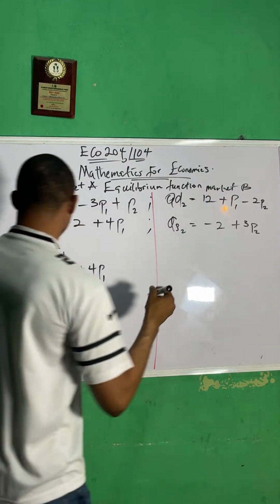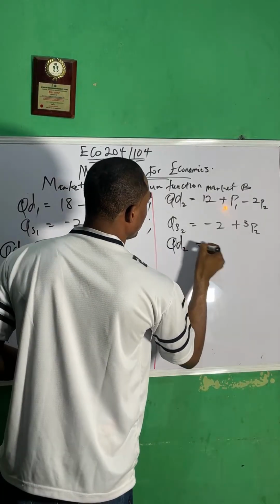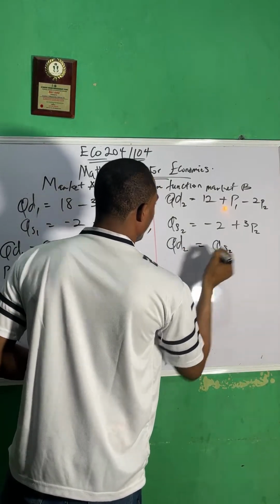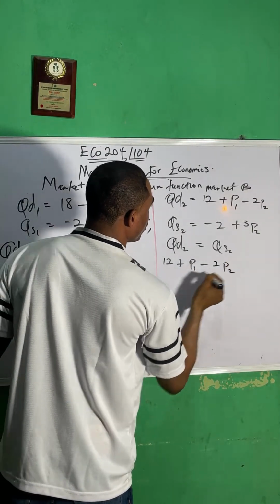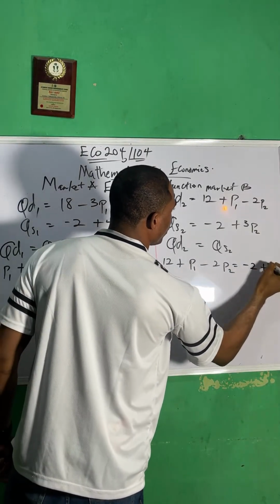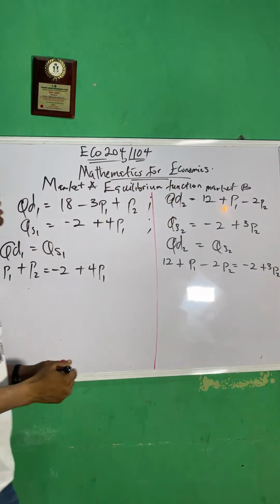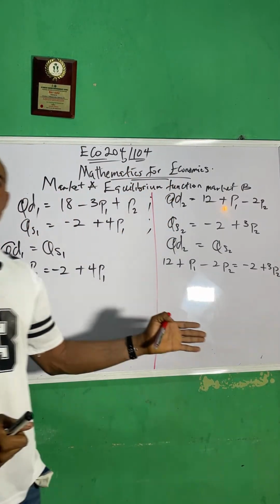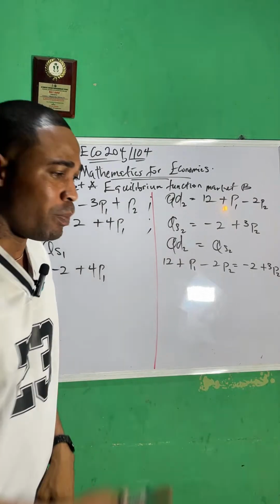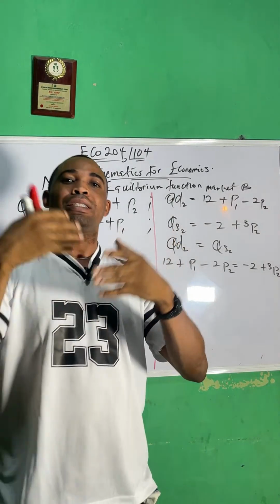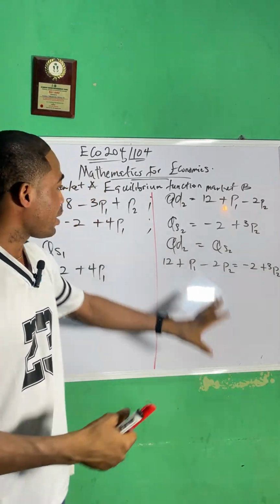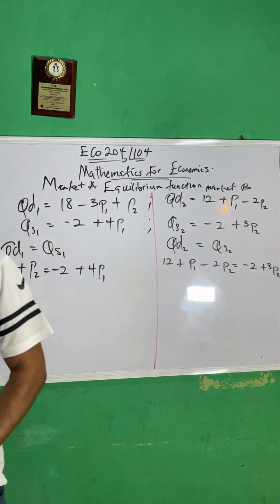For market 2, I'll be having QD2 equals QS2, and I will be having 12 + p1 - 2p2 = -2 + 3p2. So this is our normal equilibrium condition. Don't forget that equilibrium condition is a point whereby supply and demand intersect, or when quantity demanded equals quantity supplied. And that's what we are applying mathematically here.